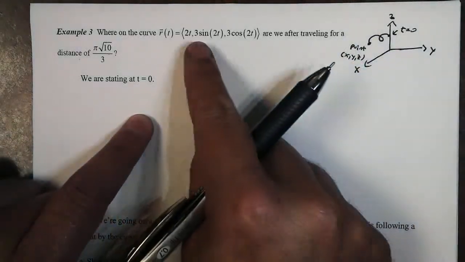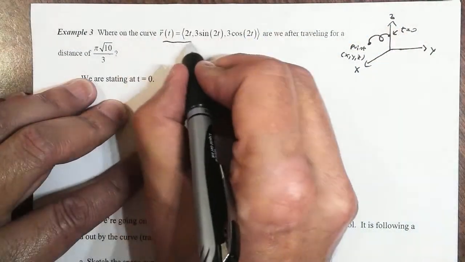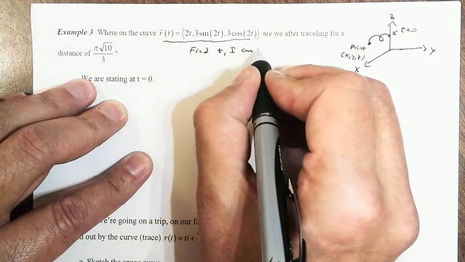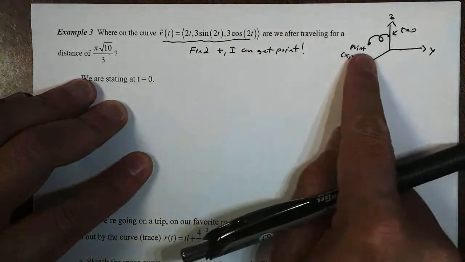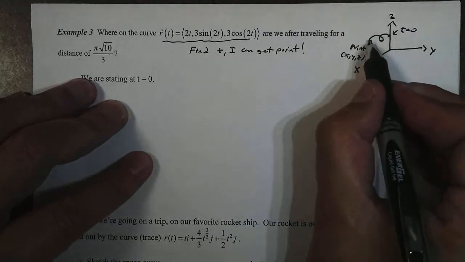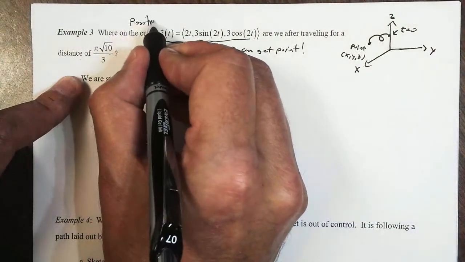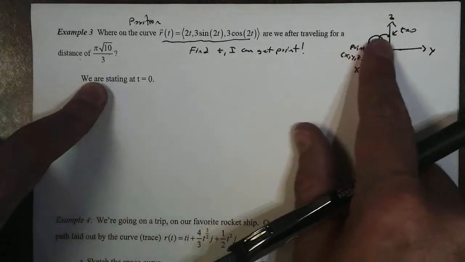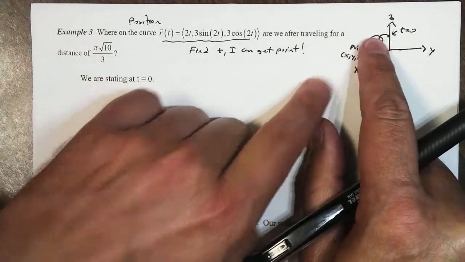Now you may notice, in order to get that point, all I need to do is find t. If I can find t, I can get the point. So that's our ultimate goal, to find t. In other words, how long did it take us to get there? Remember, what we're looking for is a position, basically. So here's what they tell us. We're starting at t equals 0. We don't quite know how long it takes us, so we're going to keep that generic.